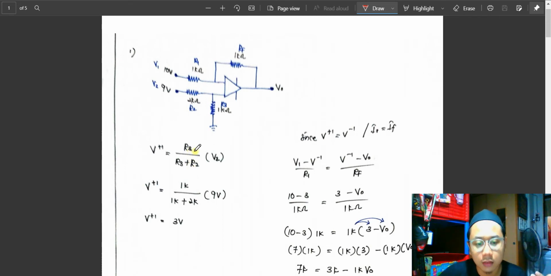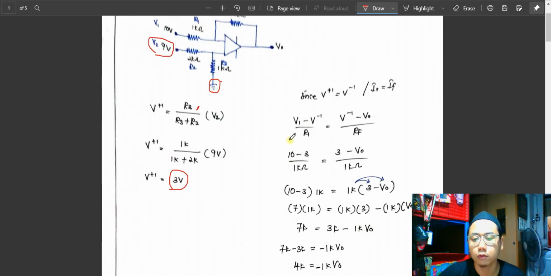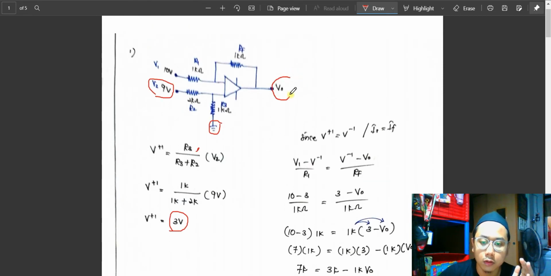So why do we choose R3 here? Because R3 is connected to the ground, so we choose R3 and multiply it with V2, which is 9 volts. After we substitute the values, we get V plus 1 is equal to 3 volts. Next, we want to find the V out here. The calculation method is right here.